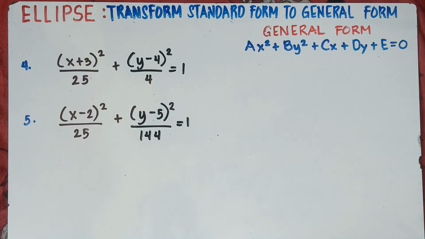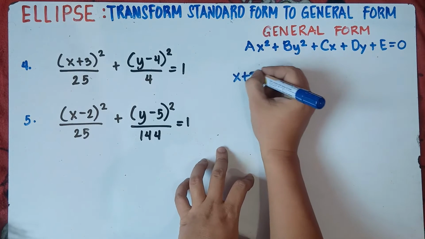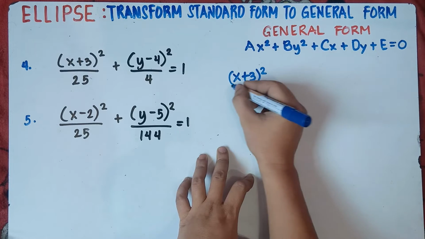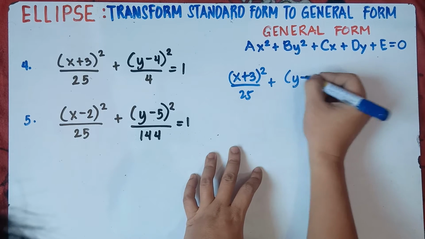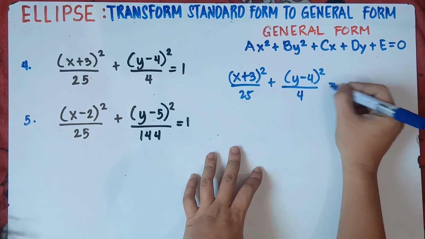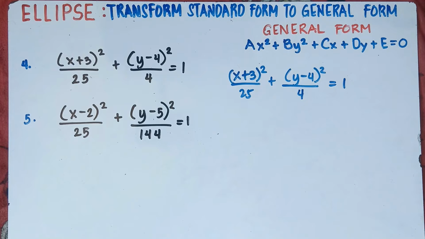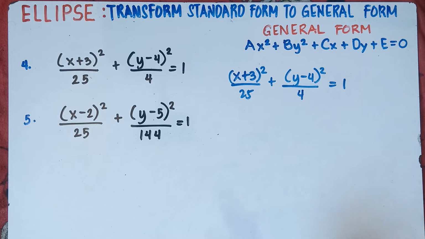Alright, let's start class with number 4. Let me copy the equation: (x + 3) quantity squared over 25 plus (y - 4) quantity squared over 4 equals 1. The thing that you will do, class, is eliminate the denominators. You need to remove these denominators because it will be confusing if you're dealing with fractions.